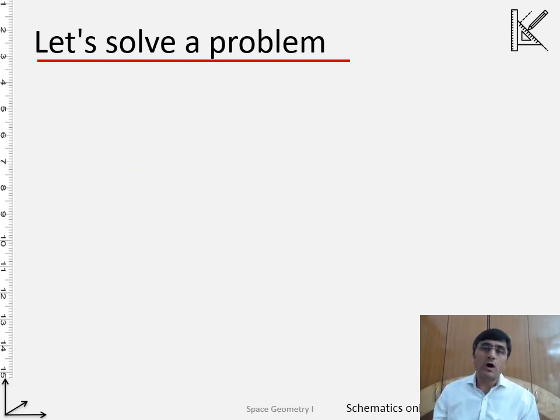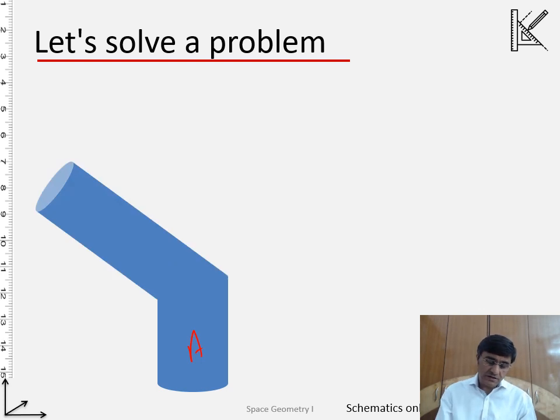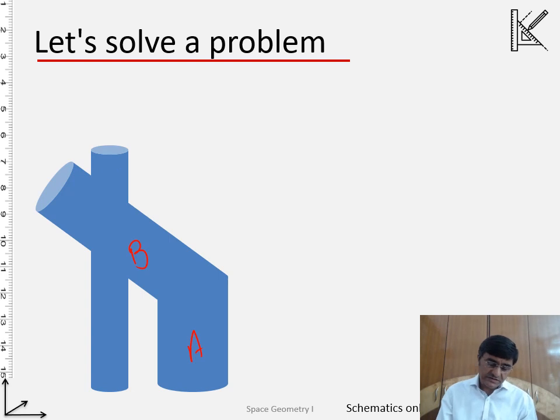I will give you a problem and you will be solving it. Let there be a cylinder A, another cylinder B, and one more, C. Now, what are these objects? Cylinder A and cylinder B are meeting like this, while cylinder C is piercing cylinder B. So cylinder C is inserted into cylinder B and is coming out of it. It's passing through it.